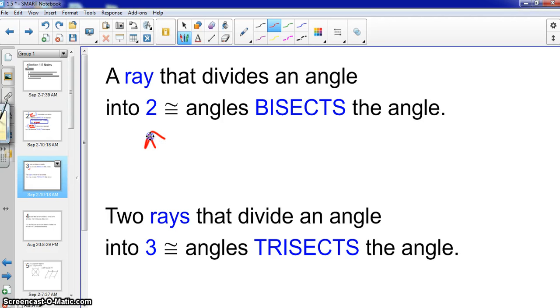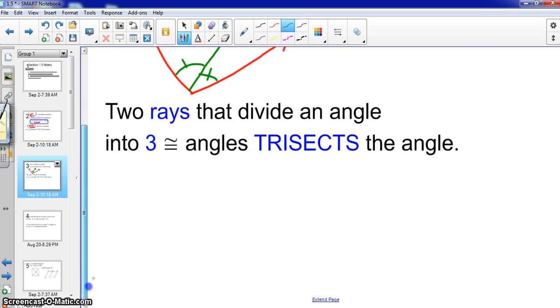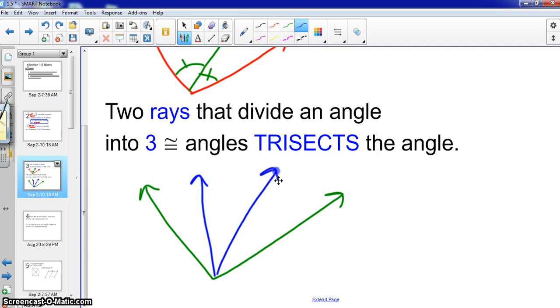So if we have an angle and we have a ray that divides the angle into 2 congruent angles, this green ray is called the bisector, creating the 2 congruent angles. If we have an angle and it is divided into 3 congruent parts, then these 2 rays are the ray trisectors.